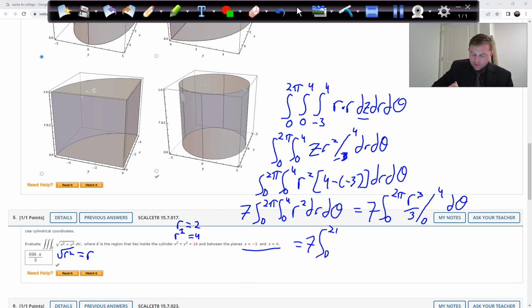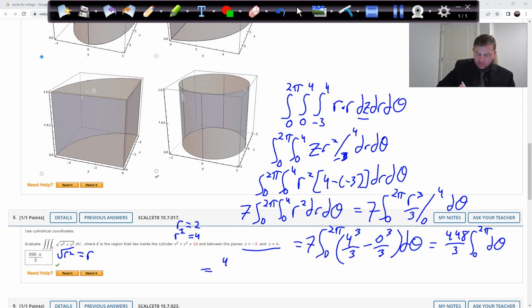This is going to be 7. This will be 4 cubed over 3 minus 0 cubed over 3 d theta. 4 cubed over 3 is just another constant, and it's going to end up being, let's see here, 4 cubed times 7 over 3, which turns out to be 448 over 3 times the antiderivative 0 to 2 pi d theta, which is 448 over 3 times 2 pi minus 0. And we're going to get 896 pi on top over 3.